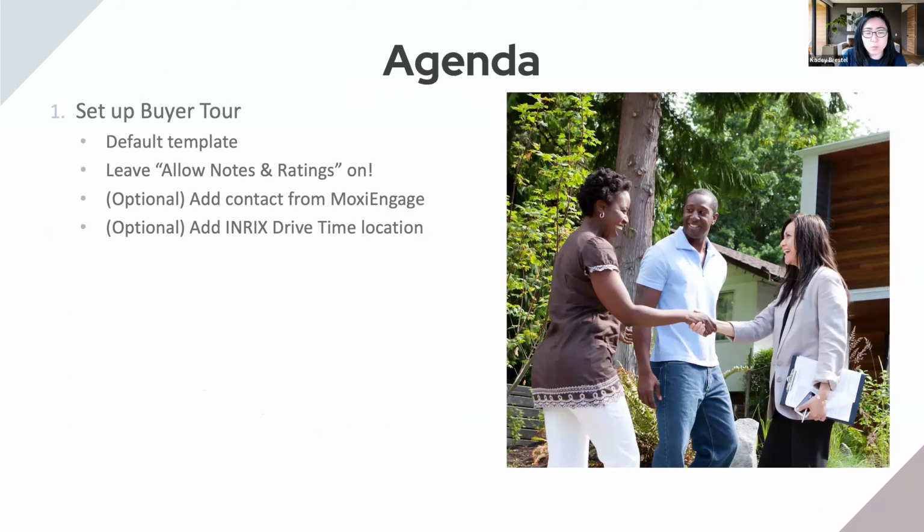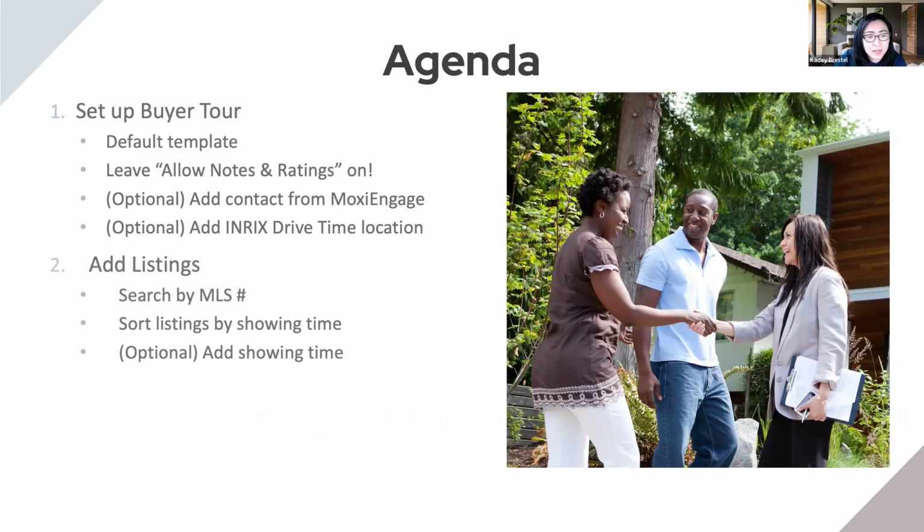So for our agenda today, we're going to be showing you mainly how to set up the buyer tour by using some cool little add-ons that connect to Moxi Engage if you have your contacts uploaded in there. And if you don't, then I'm going to offer up Bethany to help you with that, and she can help you import your contacts into the Moxi Engage contact database. After you've gotten it set up, you can then also add your listings. You can just search for them by the MLS number if you know exactly where you're going, which is most likely. And even add a couple little things like what showing time you're going to be showing those listings to them.